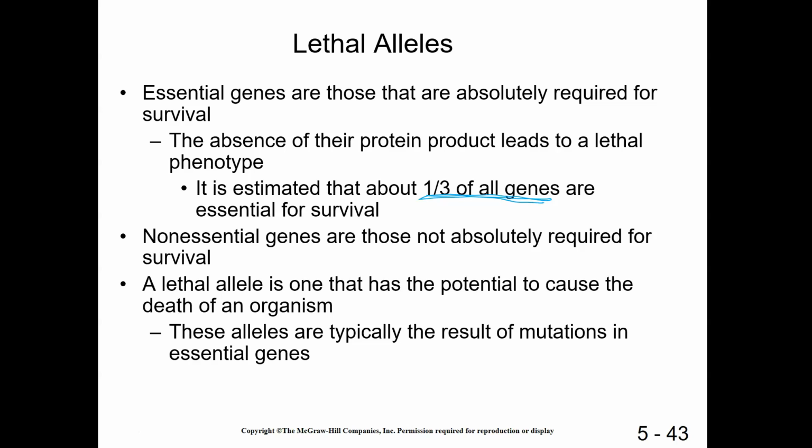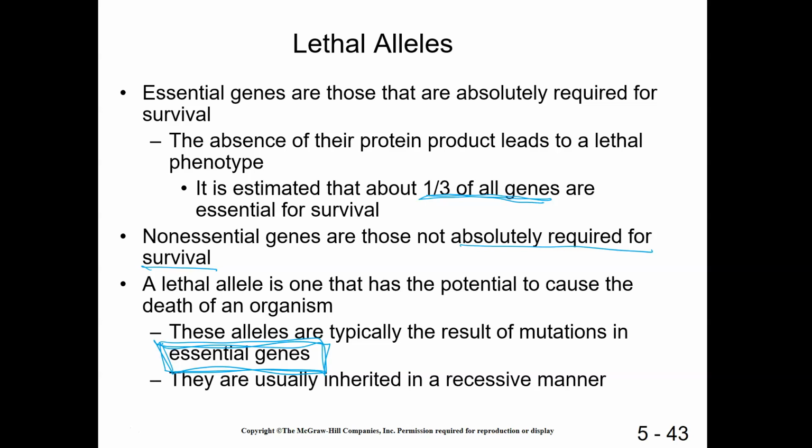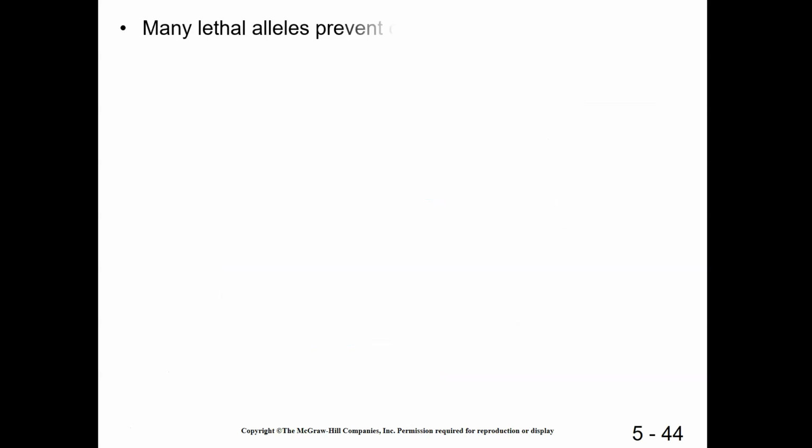Non-essential genes, well, they're not absolutely required for survival. You can have a mutation. I keep saying you, I mean the organism can have a mutation, but it won't kill the organism, all right? So a lethal allele is one that has the potential to cause the death of the organism, and those are going to be in one of the essential genes, all right? These alleles result from mutation in essential genes. Essential genes are like essential nutrients. You need them for surviving, right? They're inherited in a recessive fashion.